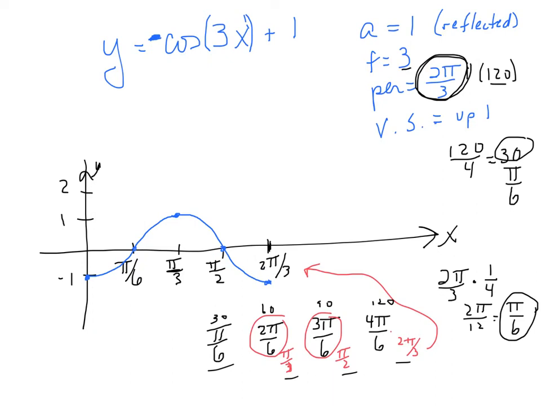So I will do that piece in red. So this one will go to here. Instead of 0, I'll be going through 1. At pi over 3, instead of 1, I'll go through 2. And then here, I'll go through 1 and 0. So it's going to look like this. And this is my final image, which is y equals negative cos of 3x plus 1.